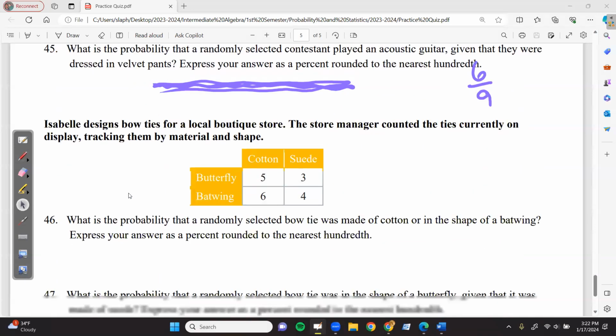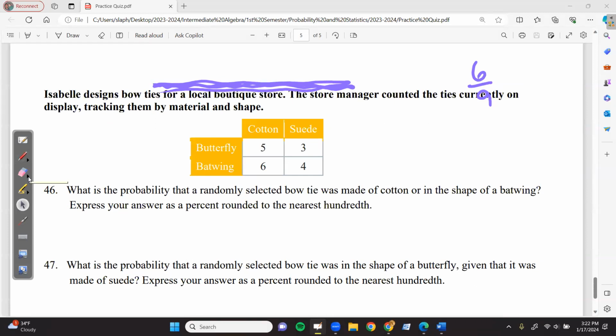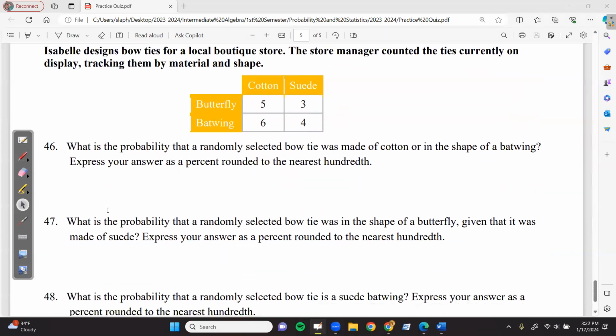We're almost there, guys. The last one is, I don't know what this is all about. I just was looking for something like butterflies and yeah, I just grabbed the first one I saw and I just ran with it. Isabel designs bow ties for the local boutique store. And there you go. So this is a 2-way table because the ties are being tracked 2 ways by their material and by their shape. 2 ways, 2-way table. So what is the probability that a randomly selected bow tie was made of cotton or in the shape of a bat?